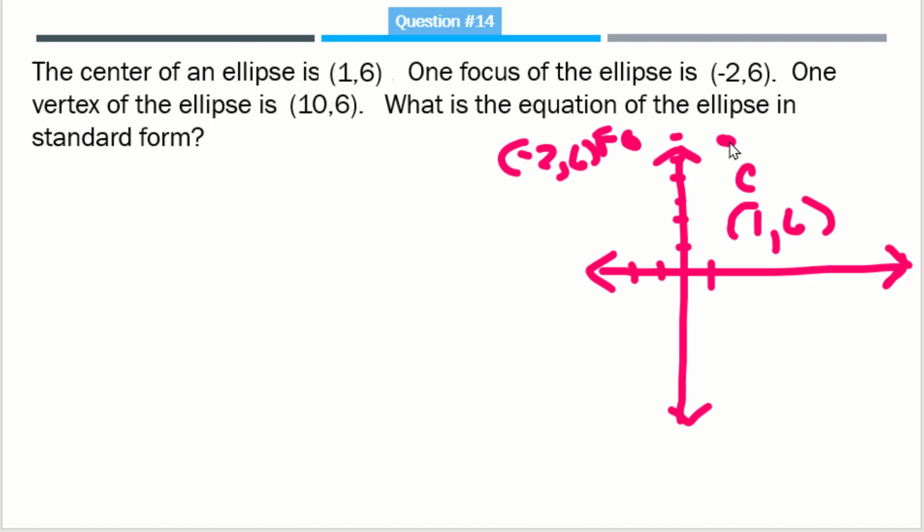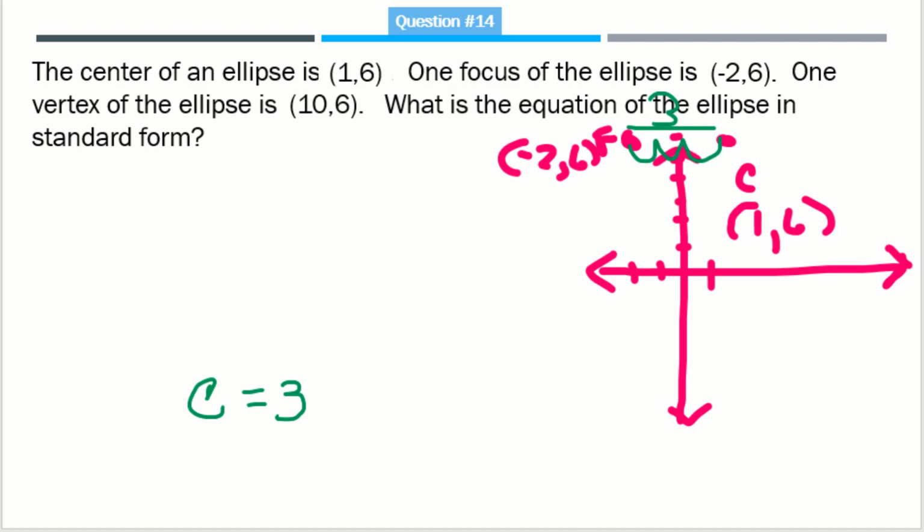All right, if you count from the center, that's 1, 2, 3 units from the center to the focus. So that's going to be C. C is 3.